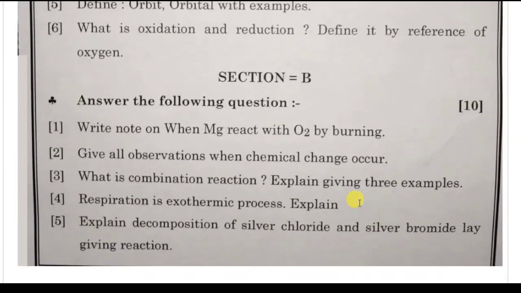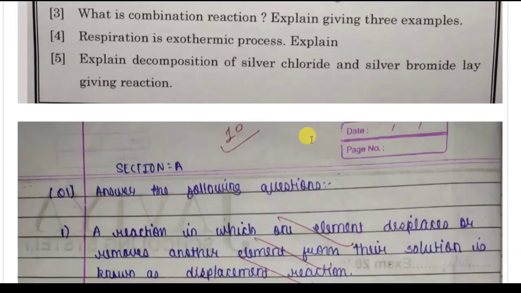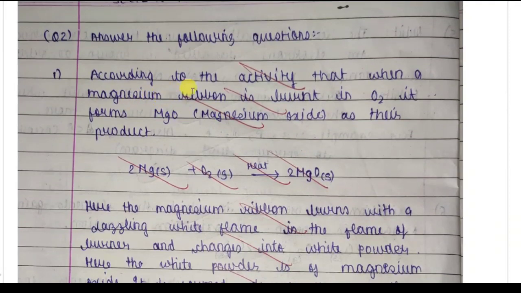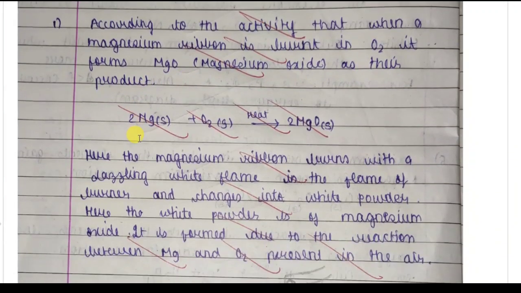Next is Section B: Answer the following questions. It contains 10 marks. The first one is: Write a note on when Mg reacts with O2 by burning. The answer is, according to the activity, when a magnesium ribbon is burnt in O2, it forms MgO, magnesium oxide, as the product. 2Mg plus O2 gives 2MgO.